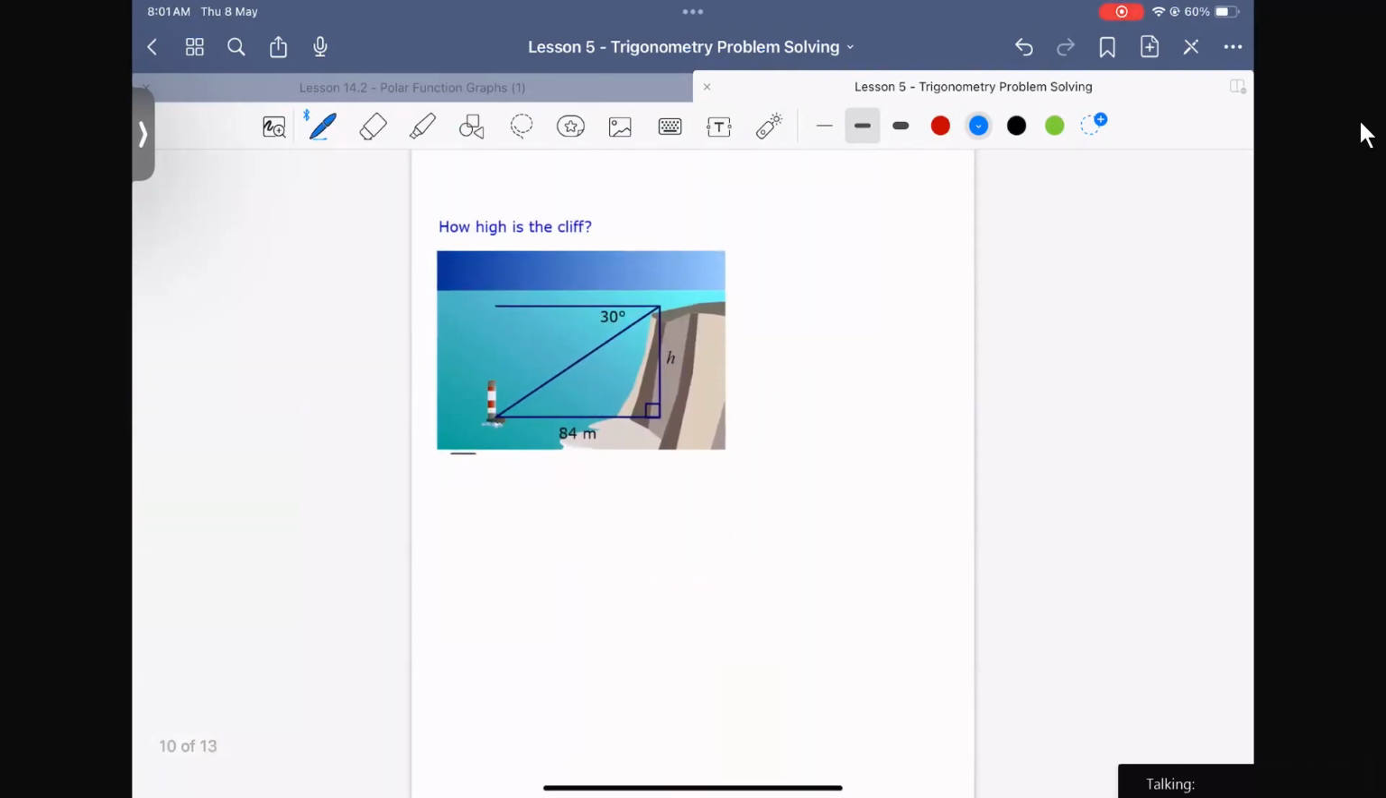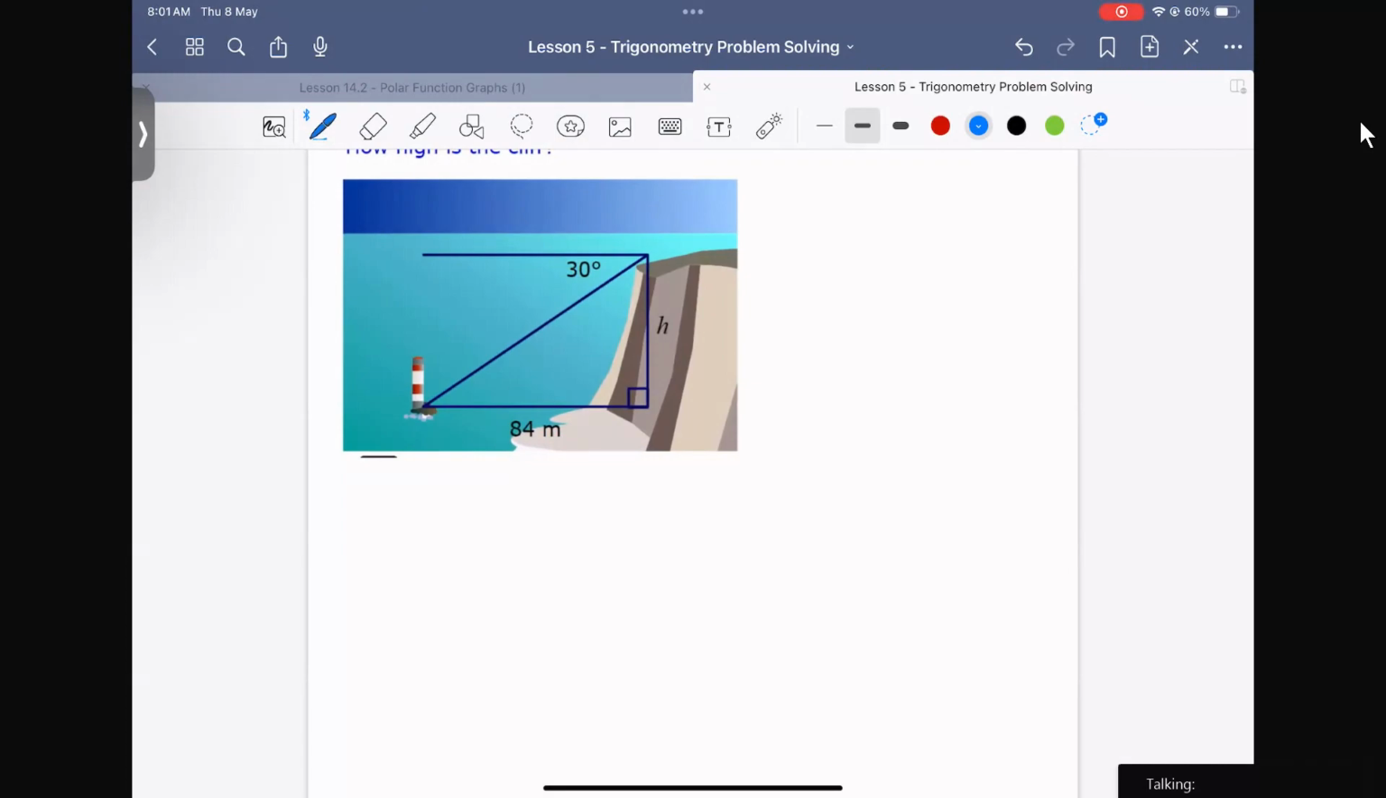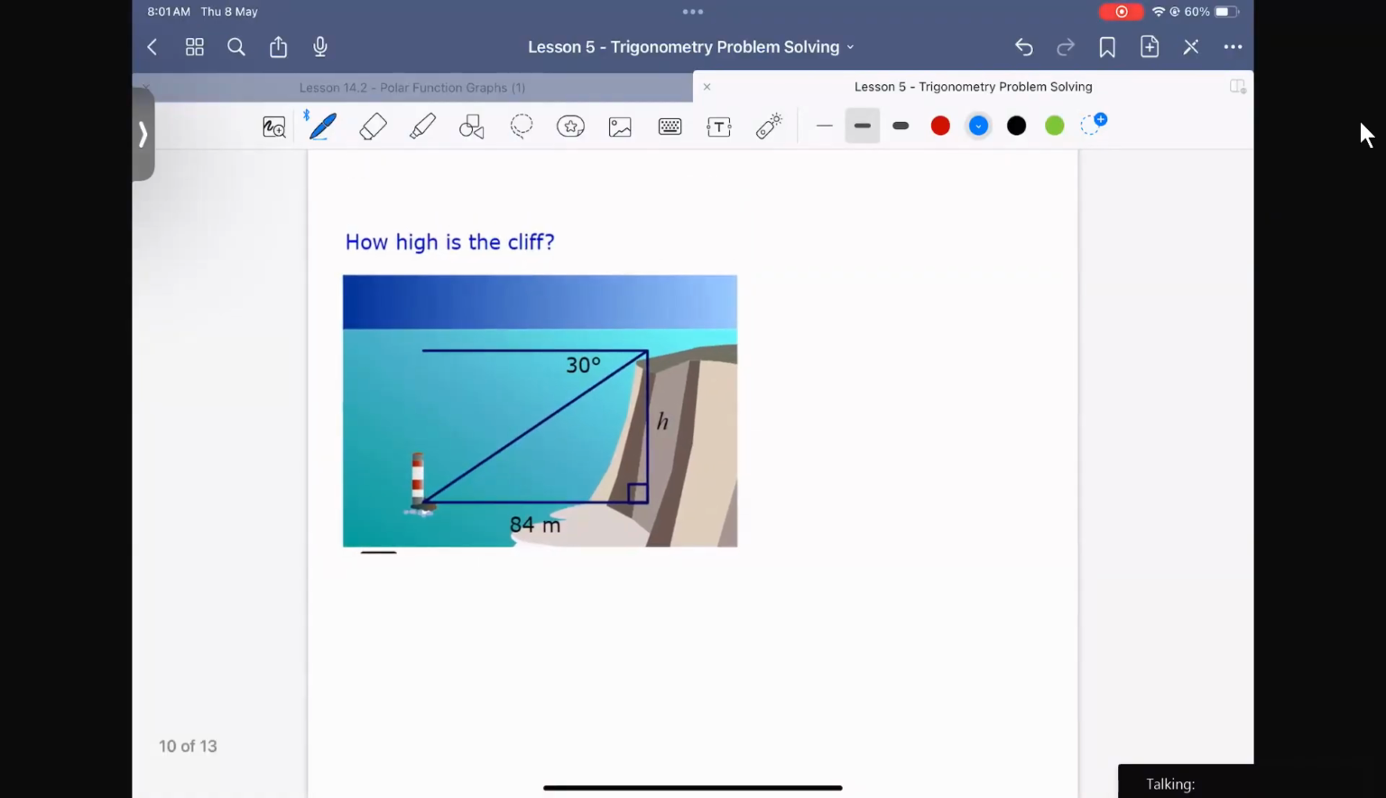Okay, how high is the cliff? So it's known that the lighthouse here is 84 meters away from the cliff's edge, and the angle of depression is 30 degrees. So this line here, horizontal to the horizon, is parallel with the distance along the ground, which means that this angle here is alternate to this angle here.